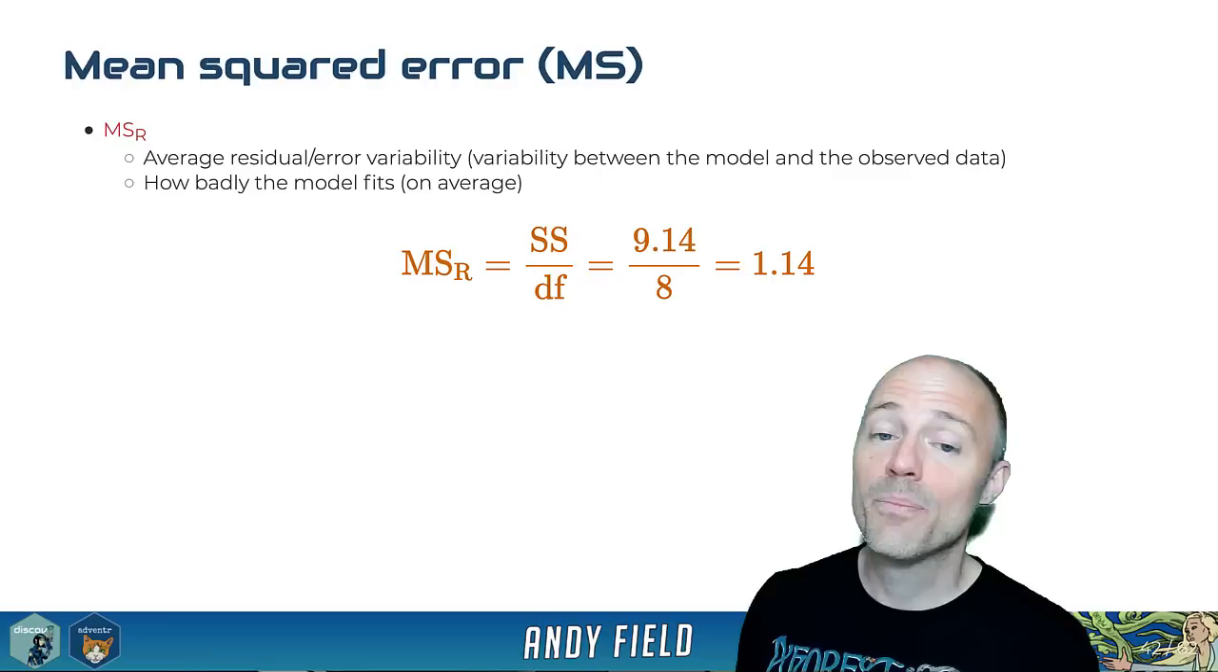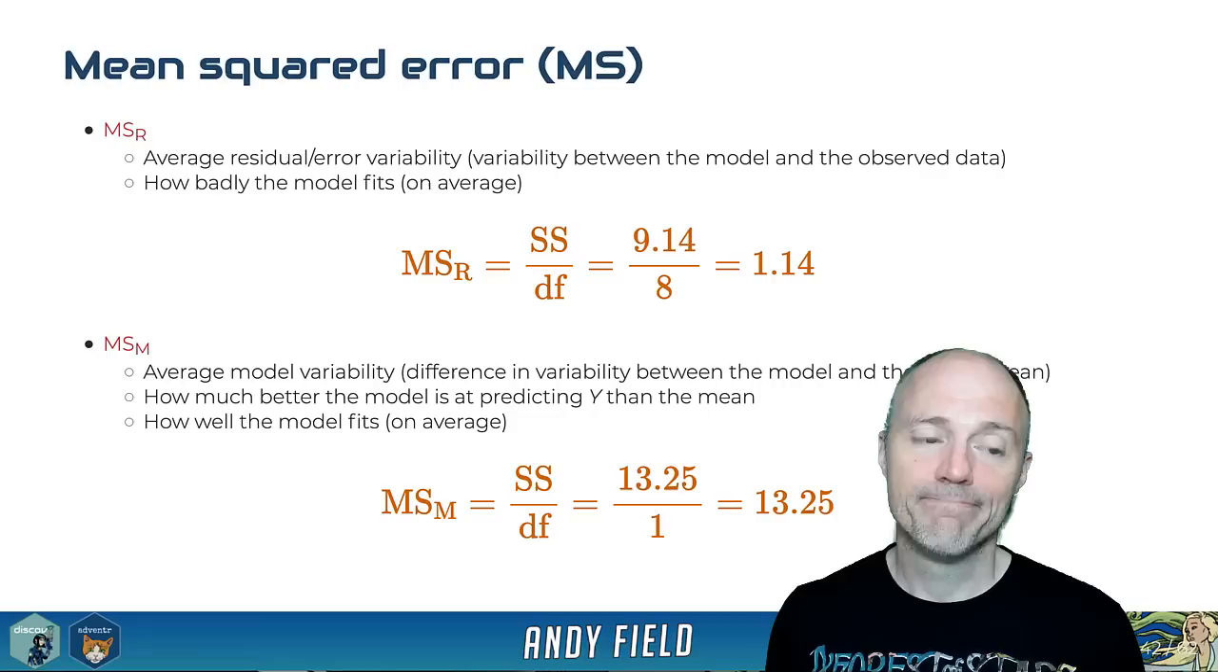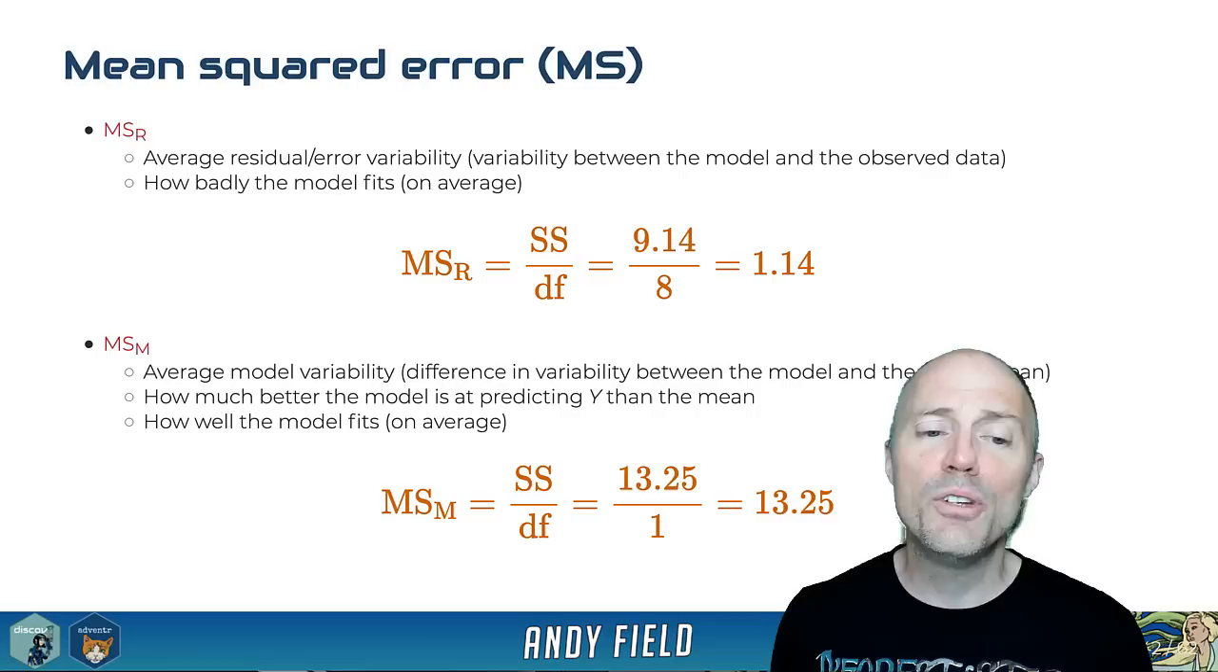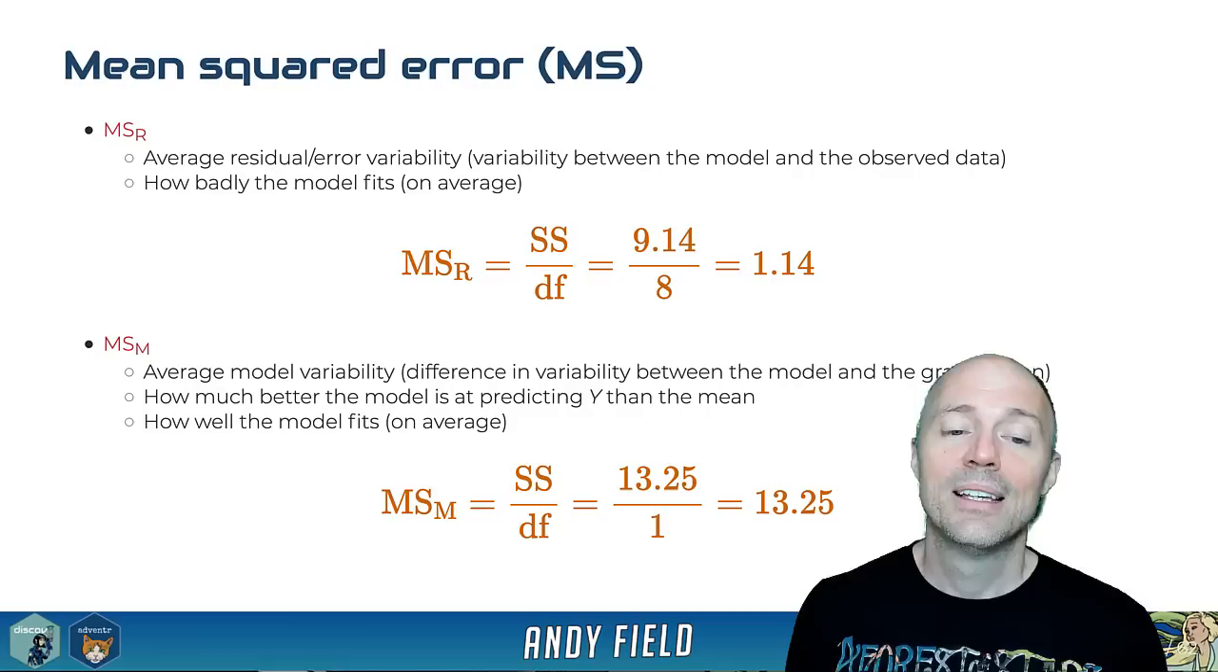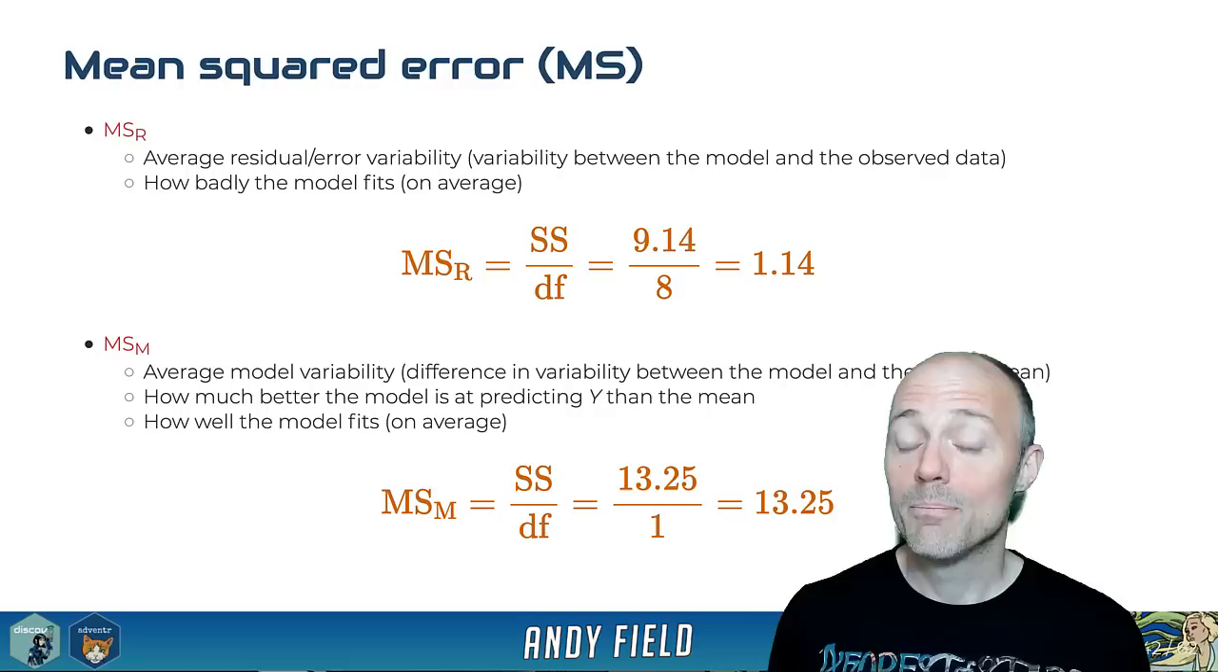And we can also look at the model mean squared error. So this is kind of the average improvement from fitting the model, so how much better the model is at predicting the outcome than the mean on average. So how well the model fits on average. And for these data, we take our sum of squares of 13.25 and divide by 1, which gives us 13.25.